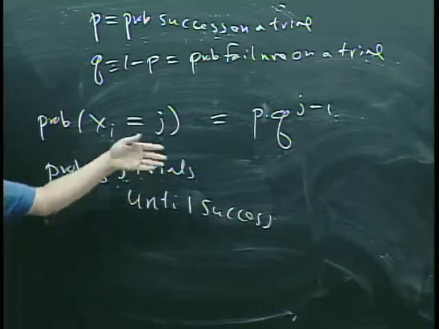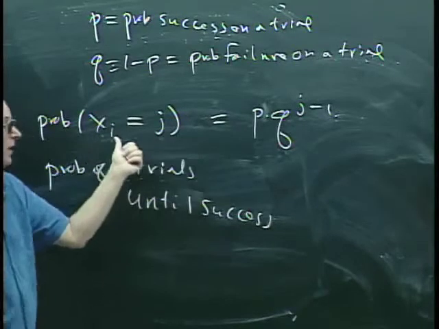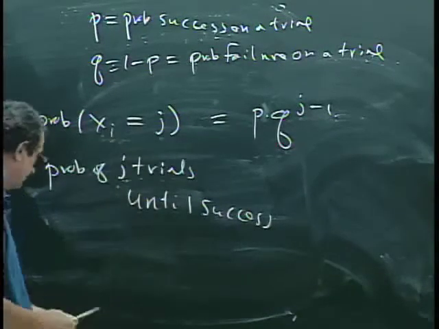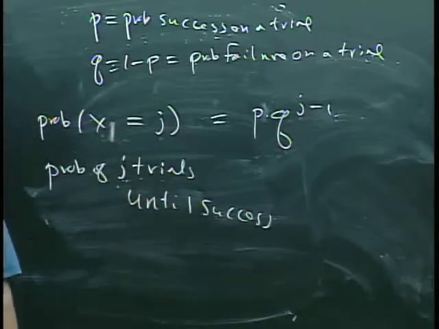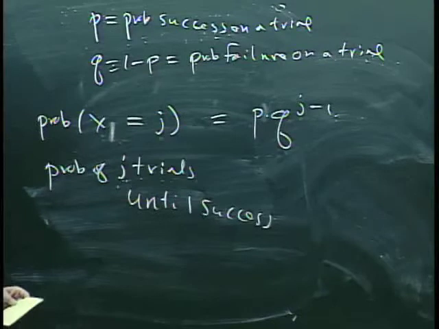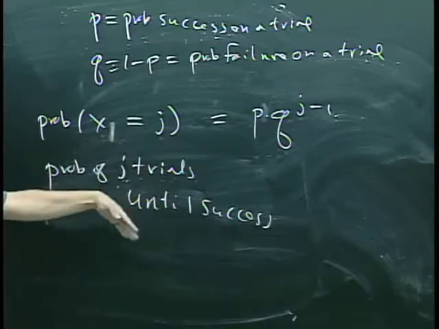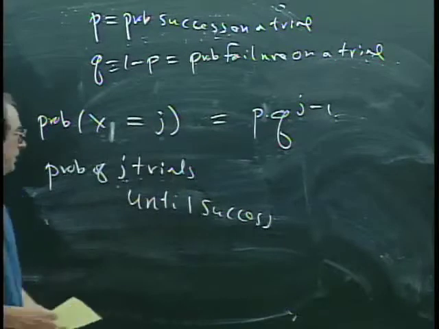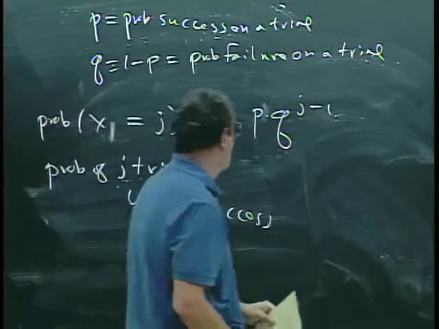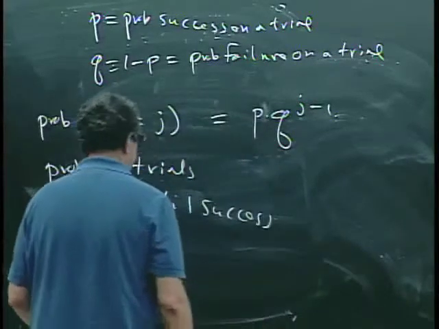That's exactly the same. There was nothing in here that depended on i. It only depends on j. So I'm going to take that out of there because that's really irrelevant. Okay, so the probability that the number of trials I do until success is j is equal to that.